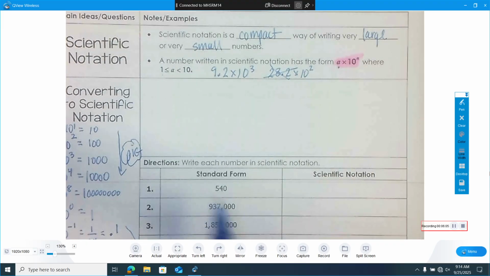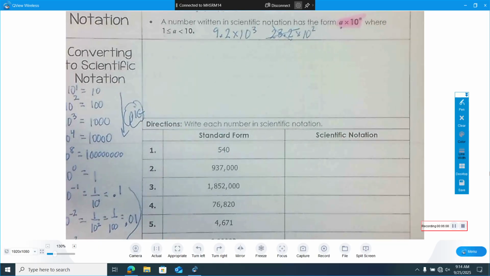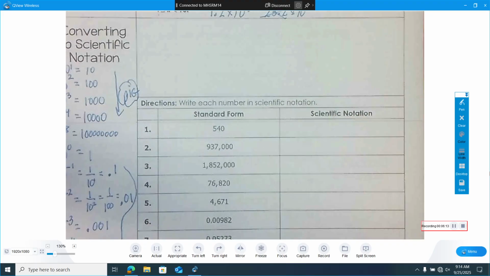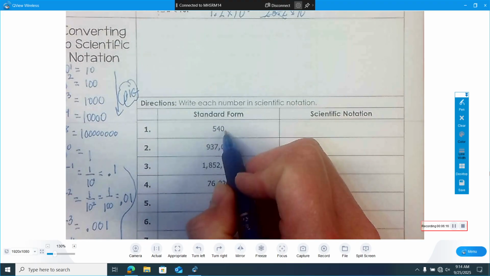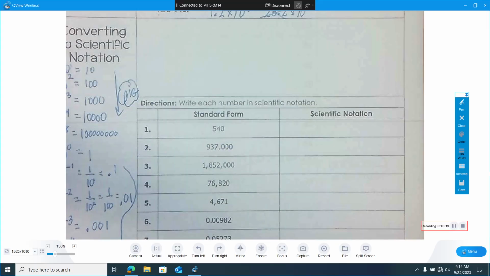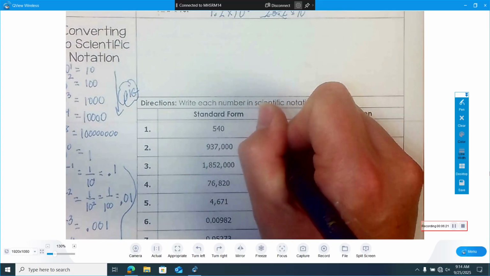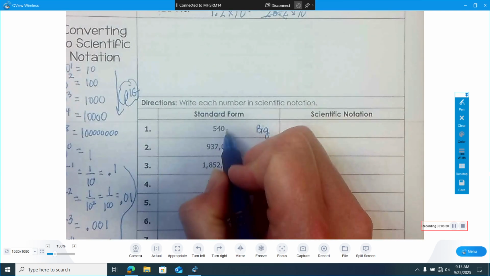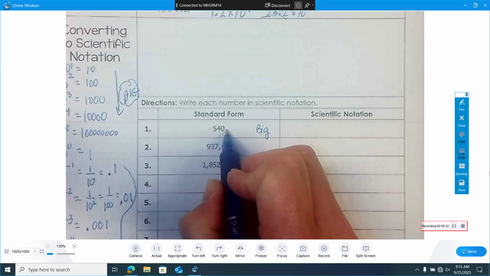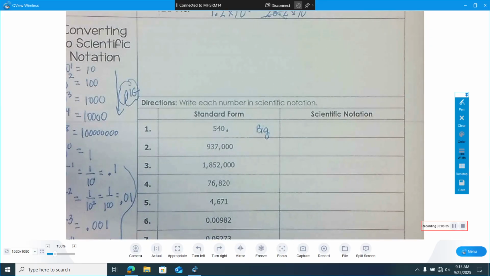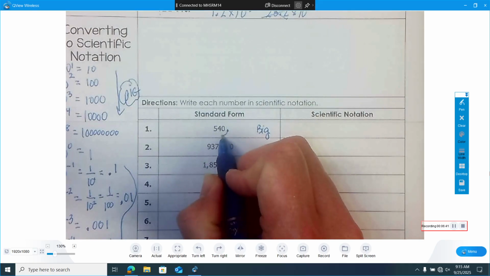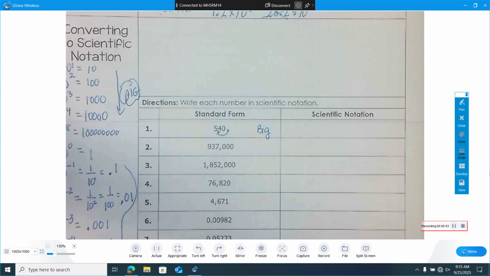All right. This is for directions. I'm going to come back to those, I think. Let's write each regular standard number in scientific notation. So we want to say, hey, is this a big number or a small number? It's a big number, so my exponent should be a positive number. And then I need to know where I should put the decimal. Right now, my decimal is over here on the right side of 540. So this decimal needs to move between the 5 and the 4.